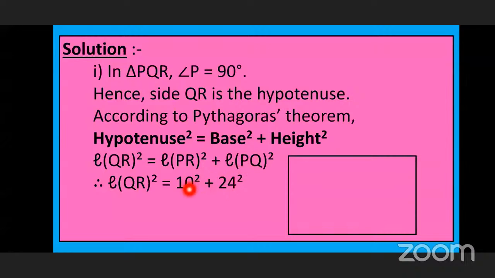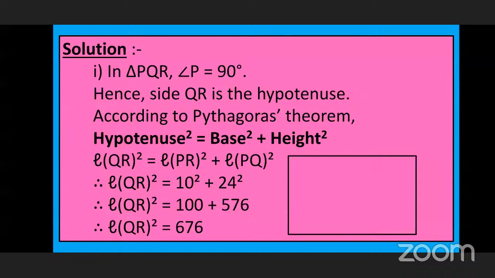Can anyone tell me what is the square of 10? It is very easy. What is the square of 10? 10 tens are 100. Yes. When zeros are there, it is very easy to multiply. We just have to add the number of zeros. Okay. So QR square equals 100 plus 576. 676. Yes. It is 676. Therefore, x square equals 676.